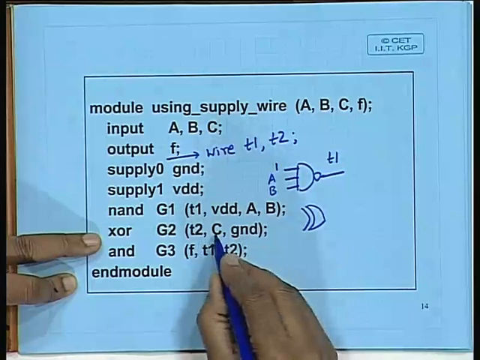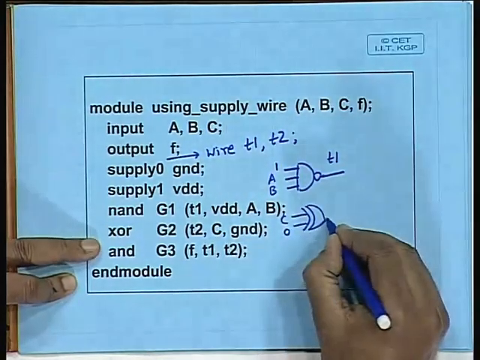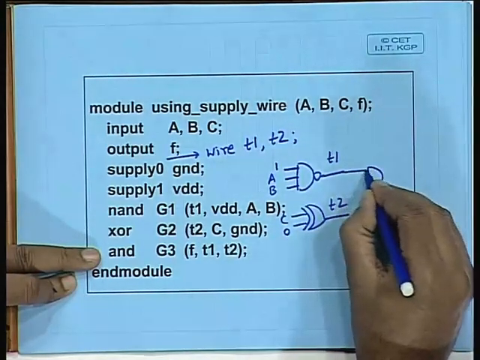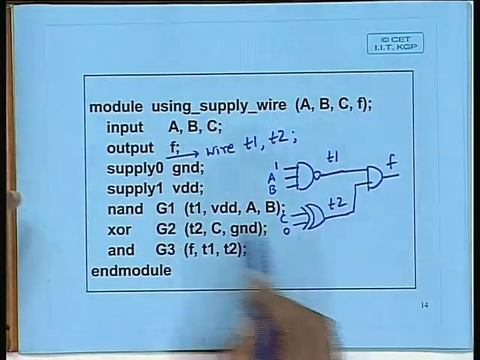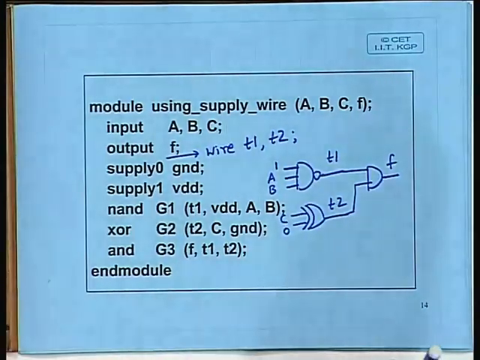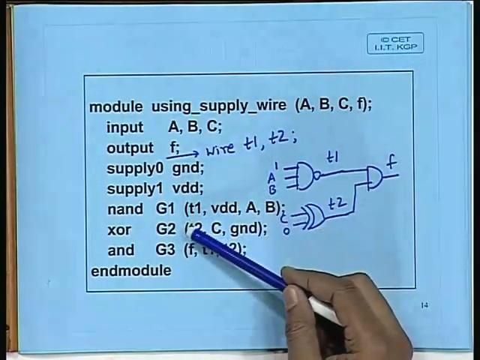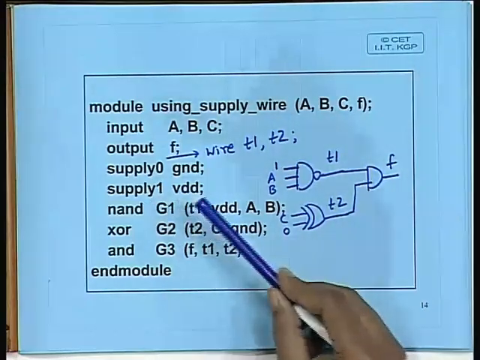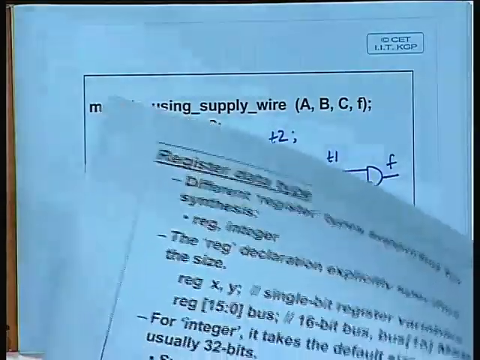This will be a 2 input, C and ground. This is C and this is logic 0. Output is T2. These will be ANDed. Output is F. So, here you can specify 0 and 1 constant values also like this. Okay. So, these are regarding the net data types, wire, wire or wire AND, supply 0, supply 1. These are the 5 values you typically use.